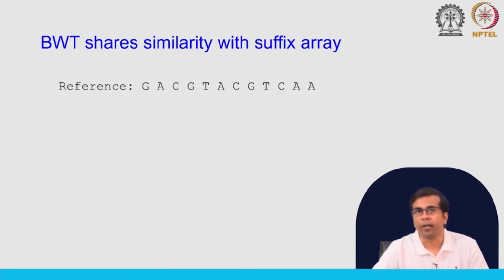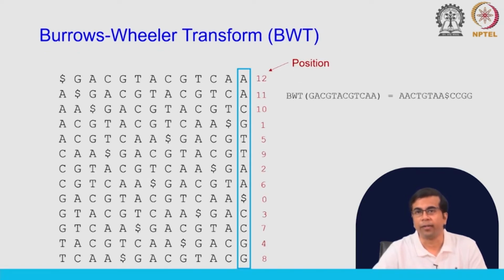Before we go there, I will just quickly mention one point. If you look carefully, you will see the BWT actually shares similarity with the suffix array. Let us take the same example of the reference sequence that we discussed in the last class. This is the reference, we go through the whole process that we discussed in the last class, and we generate this matrix, and the BWT is the last column, and we have the position here.